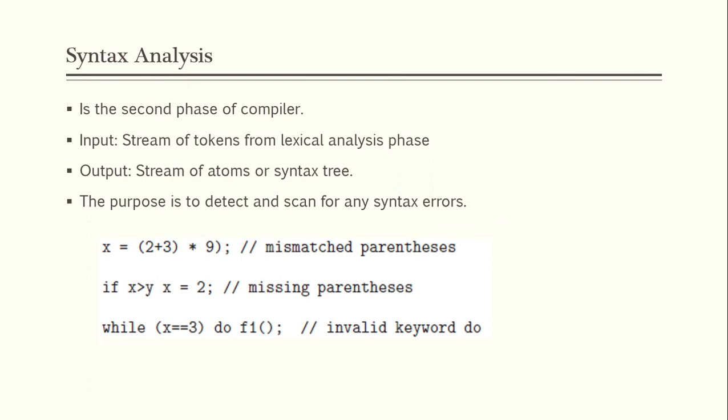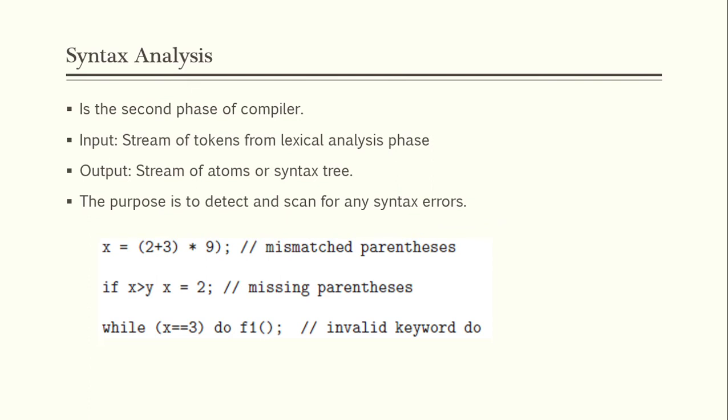So when we are given a code, the compiler will be able to tell you whether the code contains a syntax error or not. For example, here is some Java code. The first one, x equals 2 plus 3 times 9. The syntax error there would be mismatched parentheses, which are the brackets. Supposedly, before the number 2, there should be another bracket, the opening bracket for the bracket after number 9.